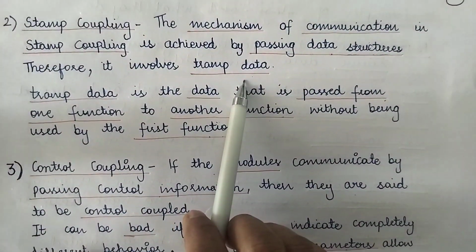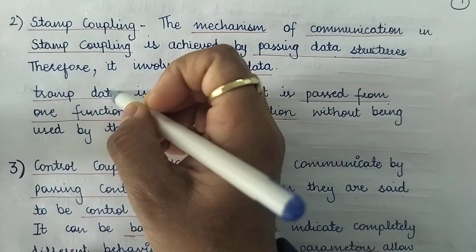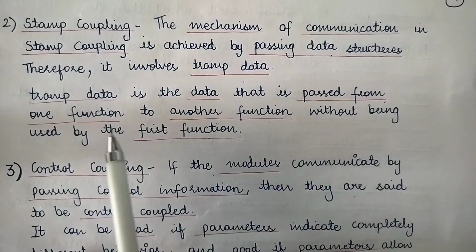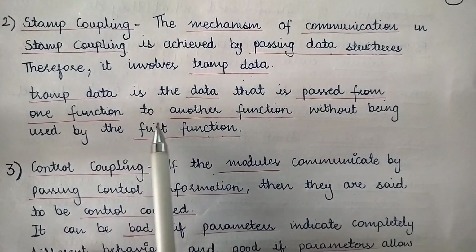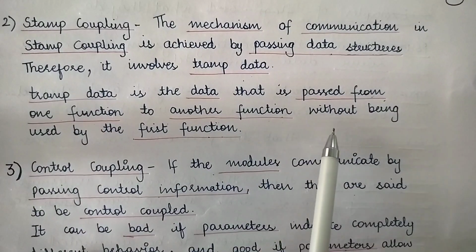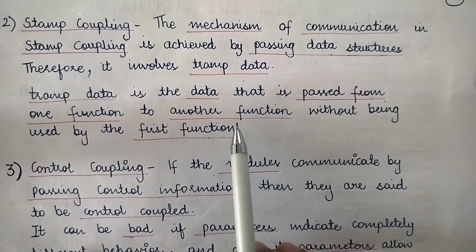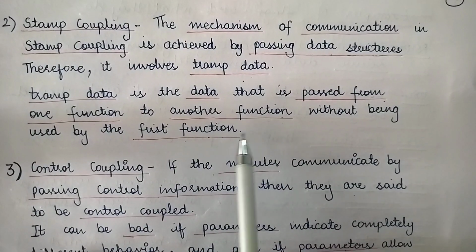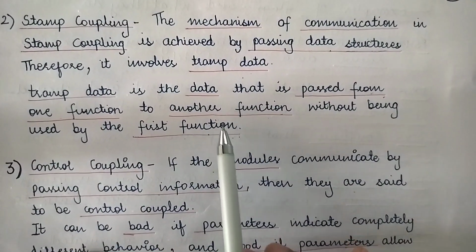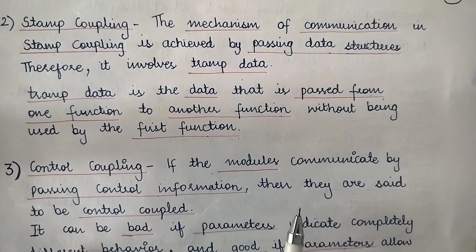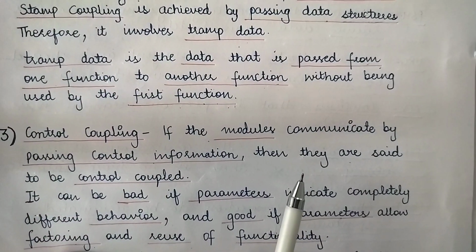Now what is tramp data? Tramp data is the data that is passed from one function or from one module to another function without being used by the first function. That means the function which is passing the data structure will not use that data structure, and that will be directly used by the function to which it is passed.